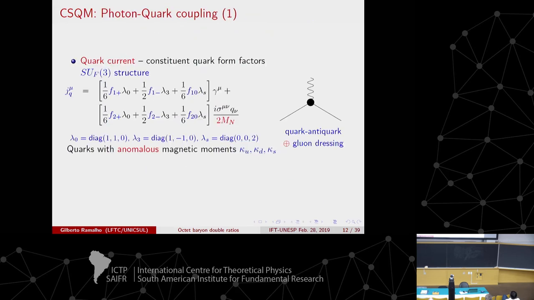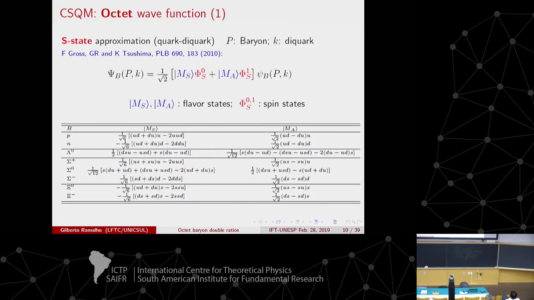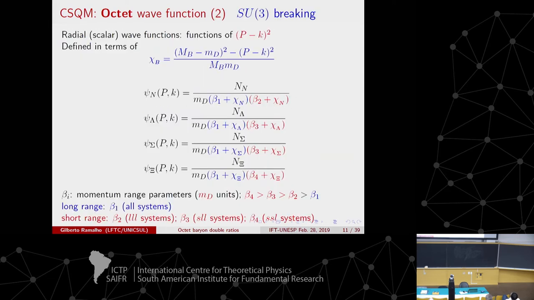I forgot to mention one thing here. I'm using P for the momentum of the baryon and K for the momentum of the diquark. So the radial function can be expressed in terms of the momentum of the quark squared, which you can rewrite in terms of this variable chi, where we include a dependence on the mass of the baryon and the mass of the quark. So essentially, we consider two poles. One of the poles is associated with a long-range scale, which is the same for all the baryons. And we consider another pole with parameters depending on the family, B2, B3, and B4, which describe the short range, which is different from system to system. At this point, we are breaking SU(3) at the level of the radial wave functions.